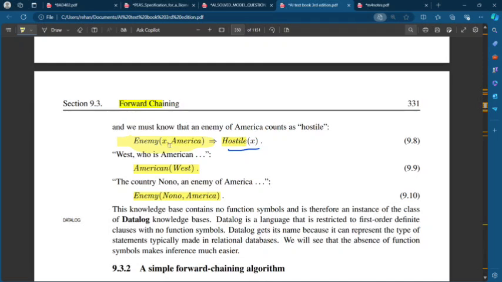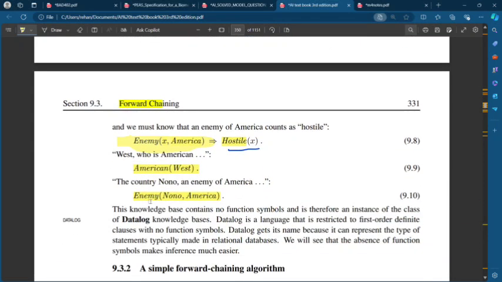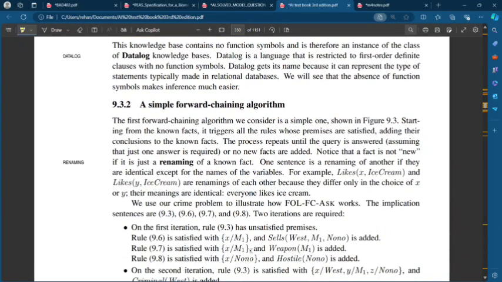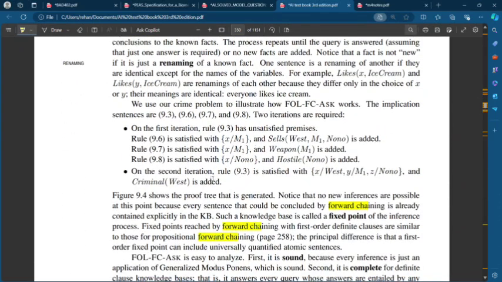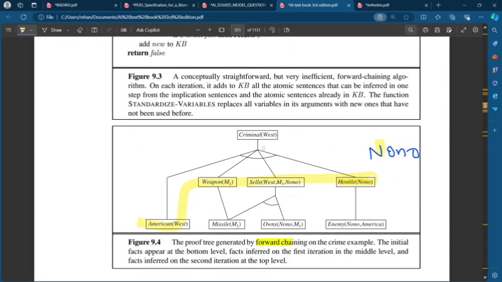So here we had X. We know that if some country X is an enemy of America, then that country is hostile. And we also know that West is American. And we also derived here that West sells weapons to Nono. So directly, Nono is an enemy to America. This is simply what is happening here. Now what we'll do? This is the algorithm. We just have to draw this diagram.